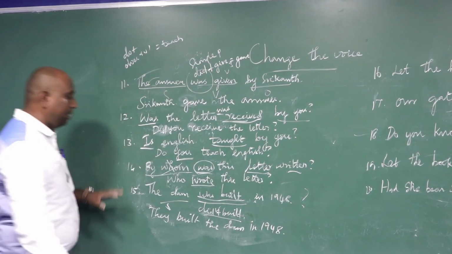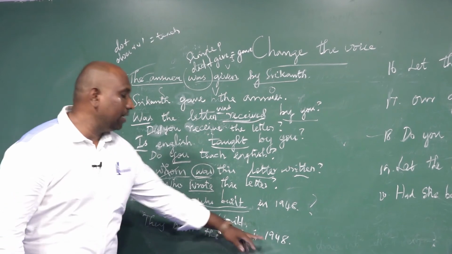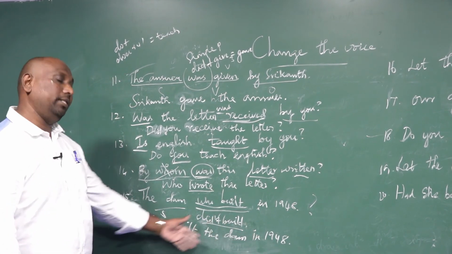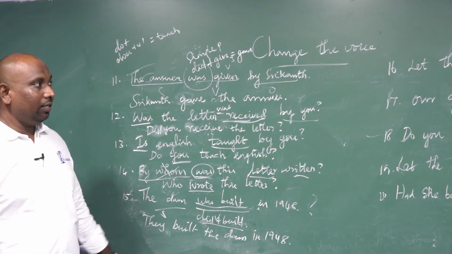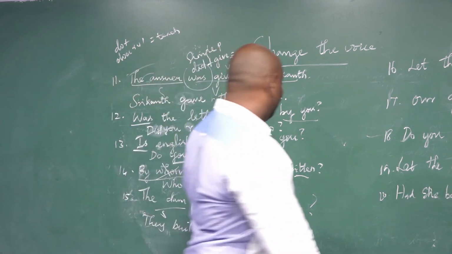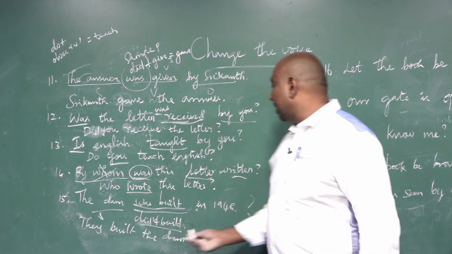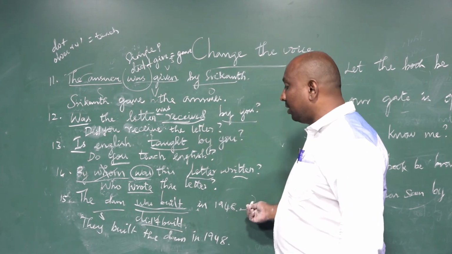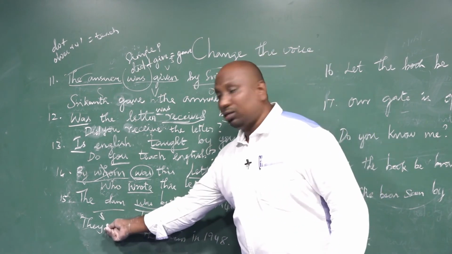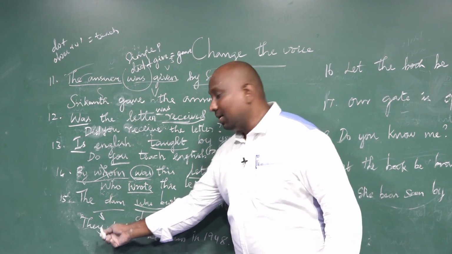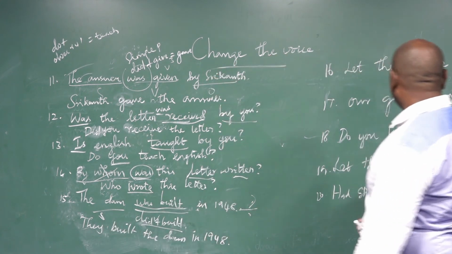So, built the dam in 1948. This year, we can write "in 1948 they built the dam." Anywhere we can write it. So this is the way we have to make it. Why we used "they"? You should understand it very clearly, because the doer of the action is not given. One person cannot do this work, so we have to use "they." They built the dam in 1948.